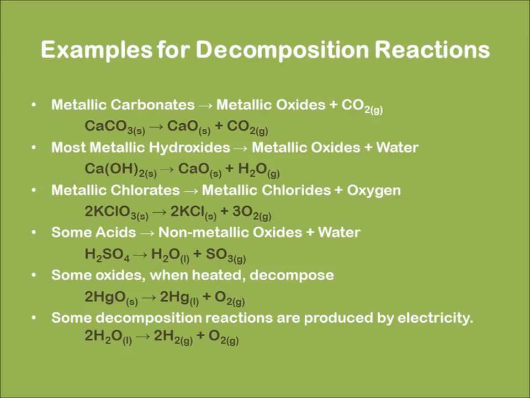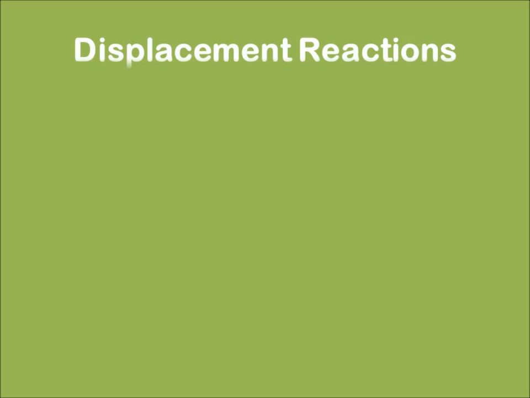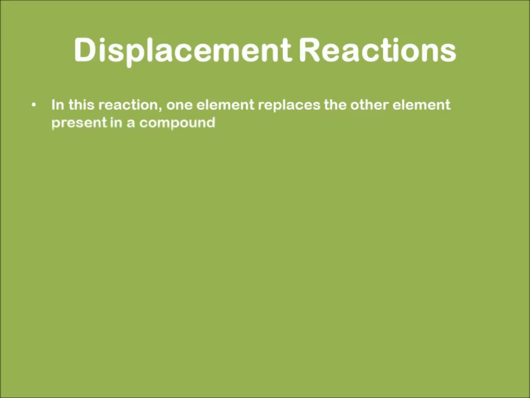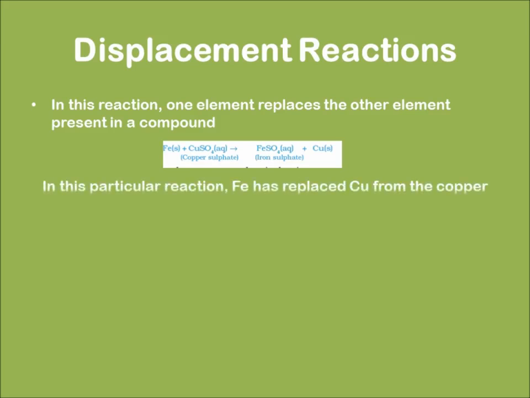Okay, now let's learn about the displacement reaction. In this reaction, an element replaces the other element present in a compound. In the given example, we can see that iron has replaced copper from the copper sulfate solution.